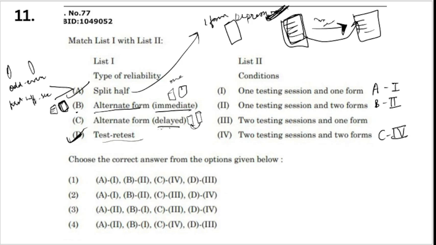Okay, let's move forward. So test retest is what? We are conducting the same form. One form is going to be there in 2 sessions. So D is going to be 3. So A is 1, B is 2, C is 4, and D is 3. So 1 is our correct option here.